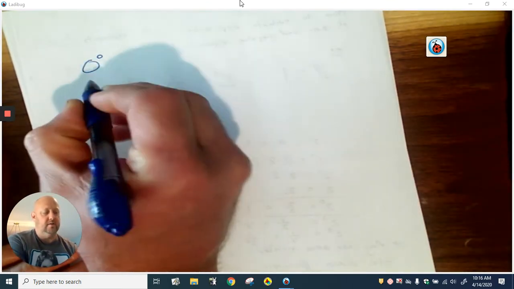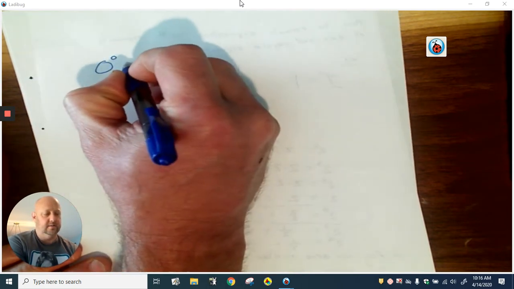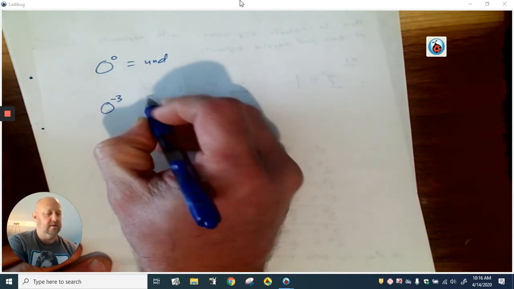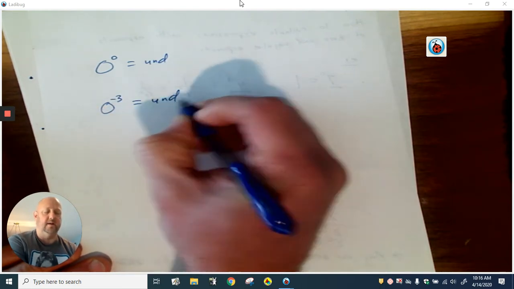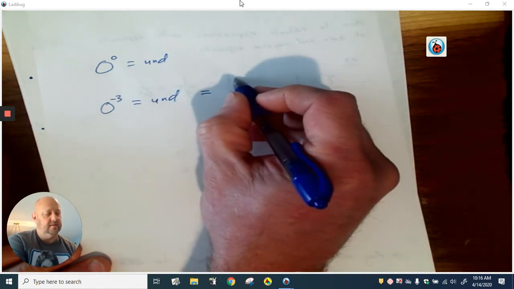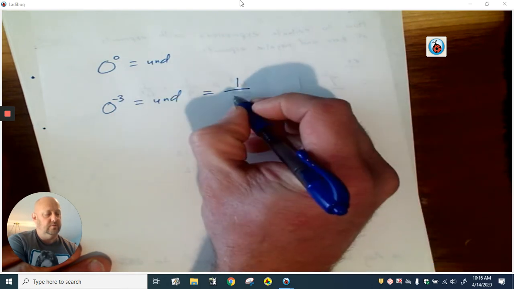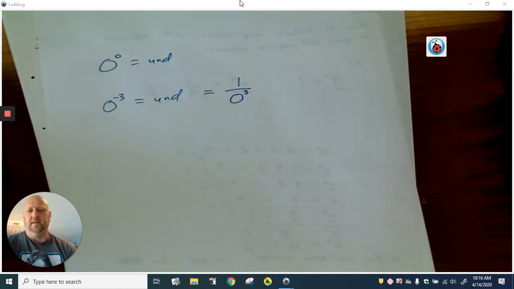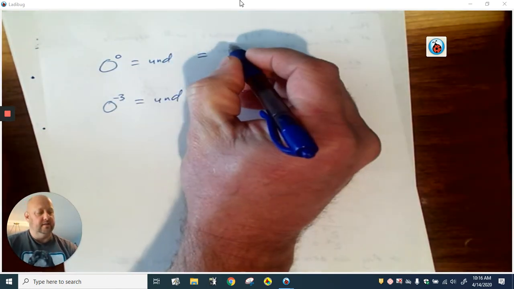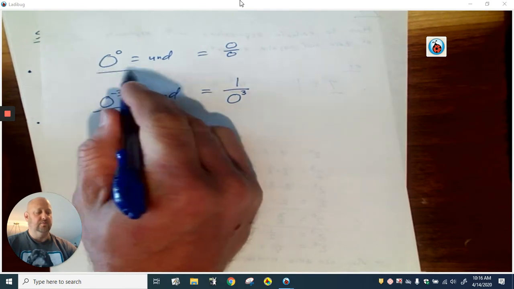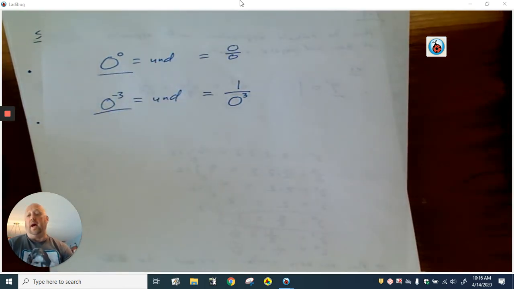Any number like 0 to the 0 is going to be undefined. 0 to the negative third power is also going to be undefined, because basically what you end up having in all of these cases is, when you use the rule and you make that in the denominator and make it positive, now you're dividing by 0, and you're not allowed to divide by 0, so that's why it becomes undefined. So just know that these rules only work for non-zero numbers.